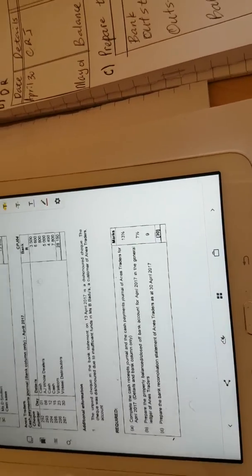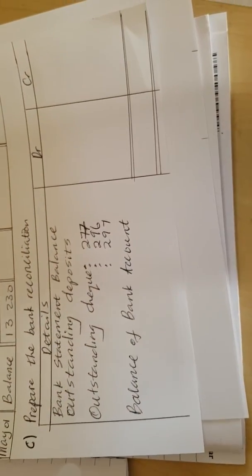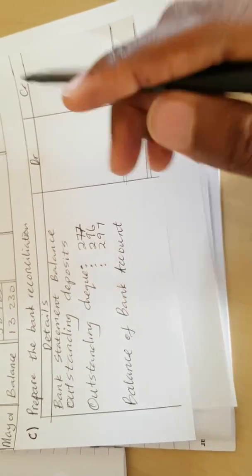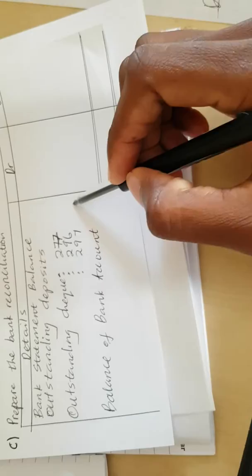Okay guys, let's move to the reconciliation part. Okay, number C, prepare the bank reconciliation statement. So this is how the bank reconciliation statement looks like. Remember, on the bank reconciliation we only record the outstanding transactions, like outstanding deposits and the outstanding checks.